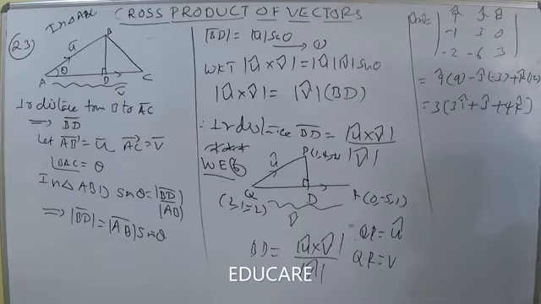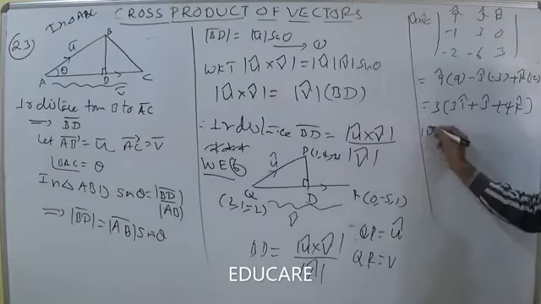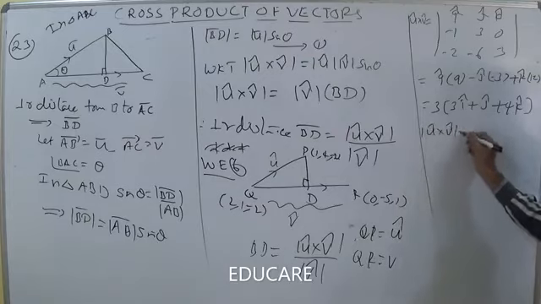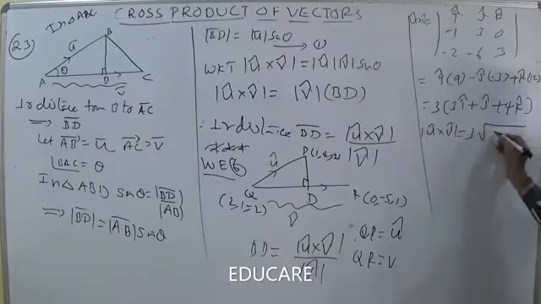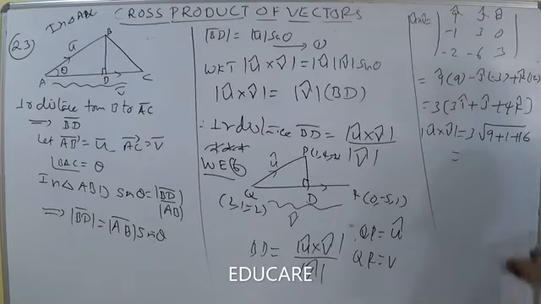Now mod of u cross v you calculate. Modulus of u cross v is equal to 3 into root of 9 plus 1 plus 16. 9 plus 1 is 10, this is 3 root 26. Okay, now what is the value of mod v?